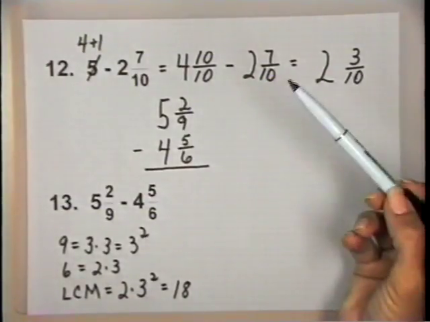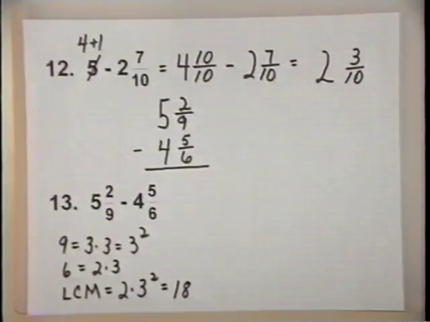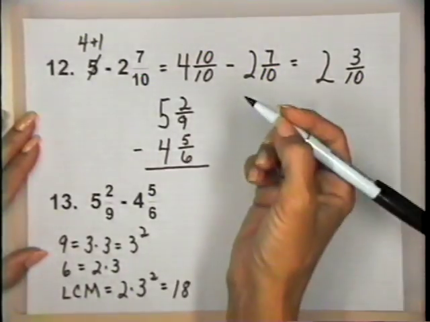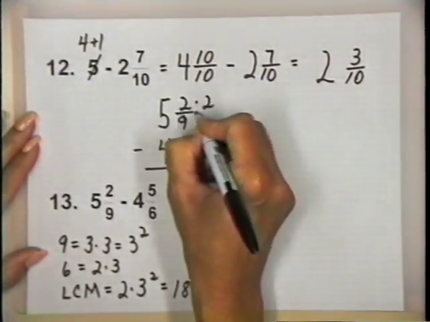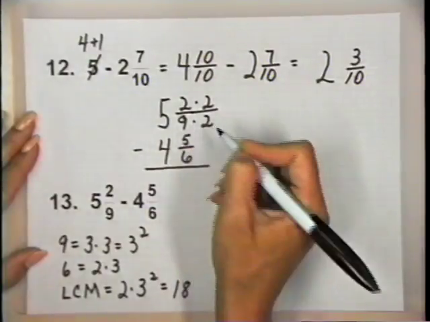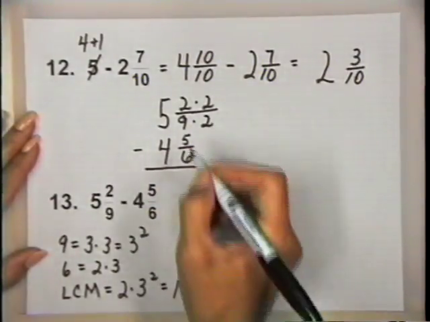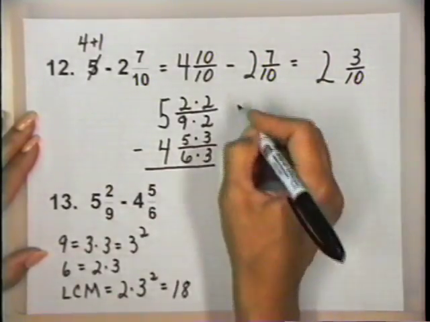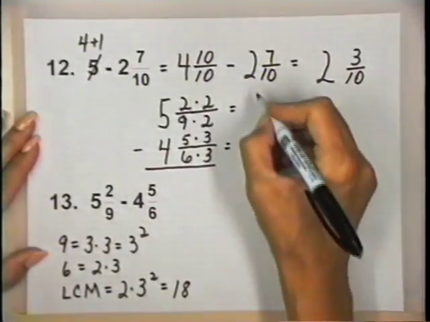I would like to say that anytime you're working with these fractions, if you can look at it and figure out what the LCM is, you don't need to go through this process. I just go through this process for those of you who maybe are still having some difficulty in finding the common denominator. All right, 9 will go into 18 twice, so I want to multiply the 2 and the 9 by 2. 6 will go into 18 3 times, so I want to multiply the 5 and the 6 by 3.